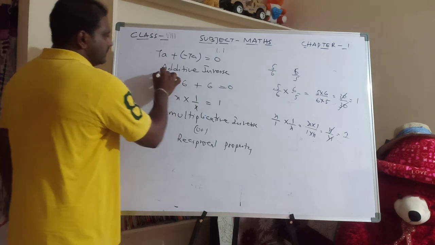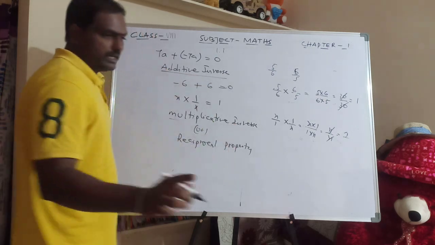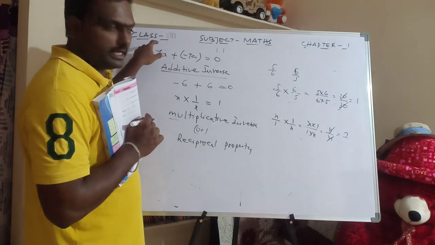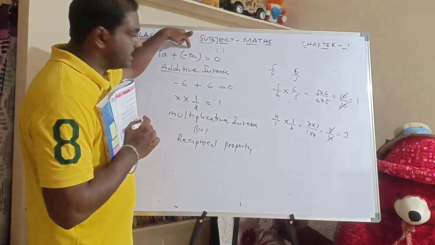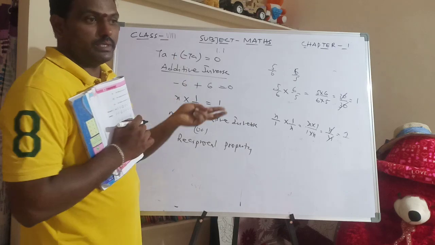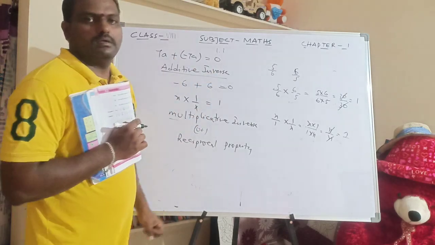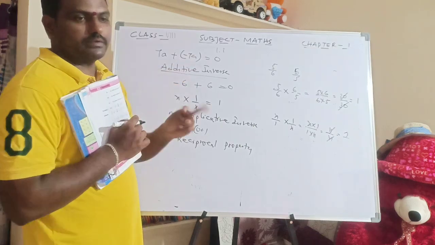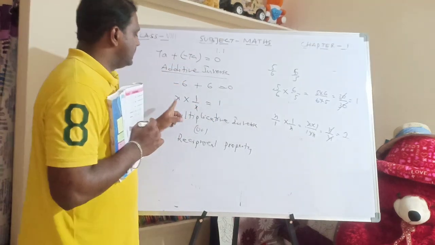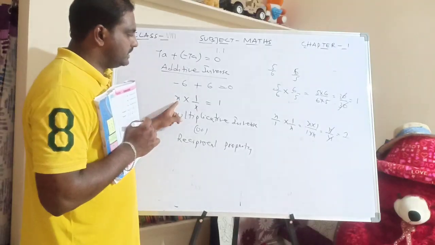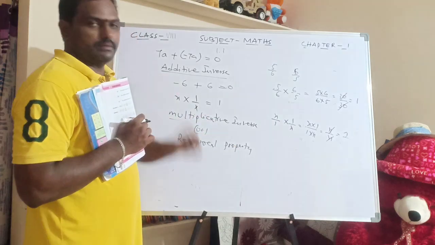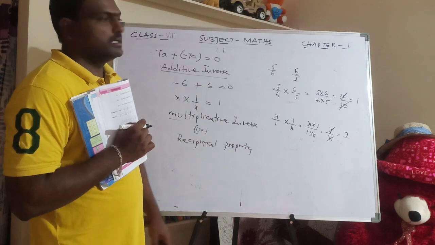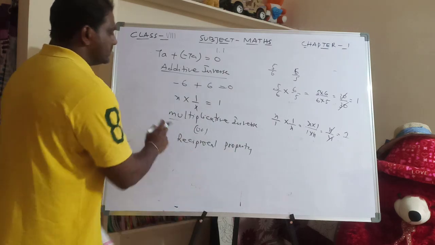So what is the difference between additive inverse and multiplicative inverse? I will repeat again. If we add a number to its additive inverse, you will get 0. Additive inverse means the opposite symbol. Next, if you multiply a number with its multiplicative inverse, you will get 1. So x is here, 1 by x is its multiplicative inverse. This is the difference.